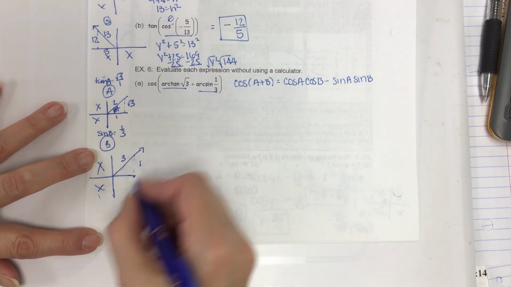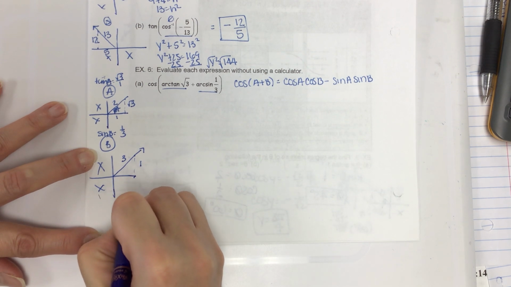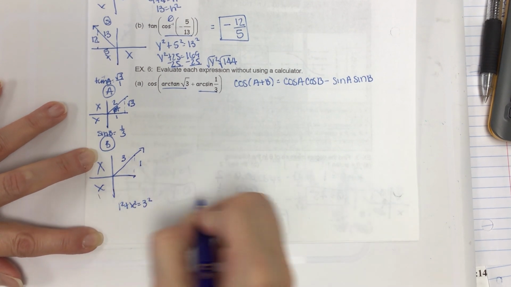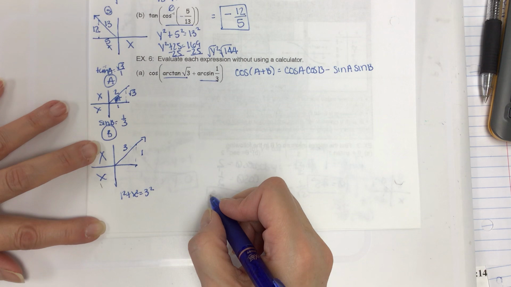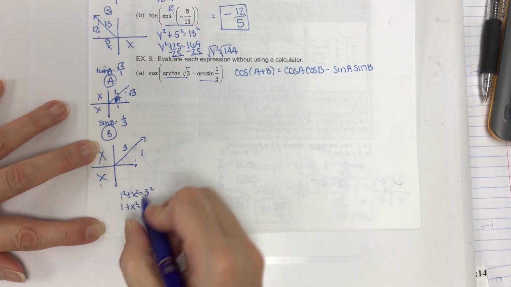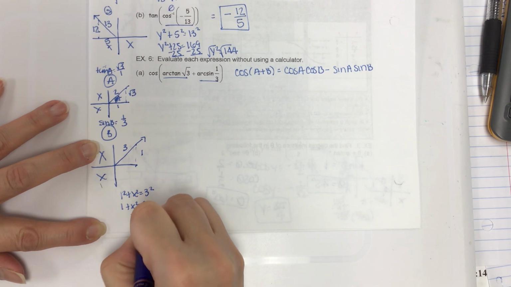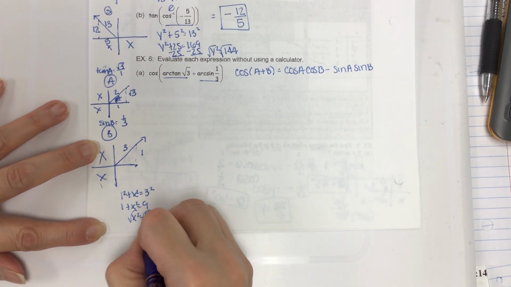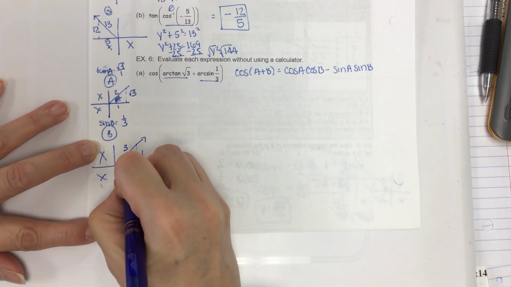So if I need that missing side, I'd have to do what? 1 squared plus x squared equals 3 squared? Everybody agree with that? 1 plus x squared equals 9. Subtract 1. x squared equals 8. When you take the square root of that, what do we get? 2 square roots of 2.